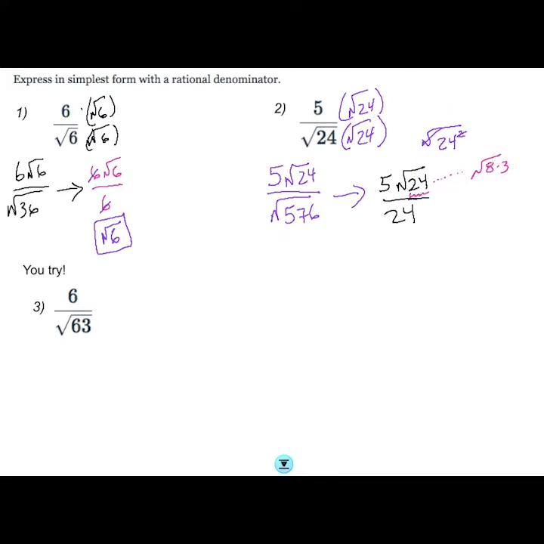I'm sorry here. Let me grab this eraser. Sorry about that. We do not want to break it up like that. We want to break it up like this.